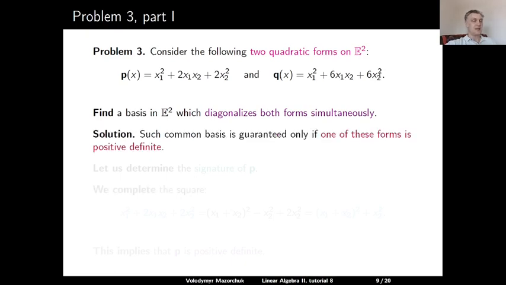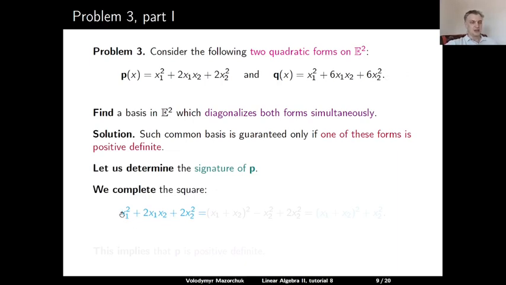Solution. This problem is only guaranteed to be solvable if one of these forms is positive definite. So let's determine whether one of these forms is positive definite. For this, we need to determine the signature of the one which is positive definite. So let's start with P and see whether it will work out. To determine the signature, the easiest is to complete the square.